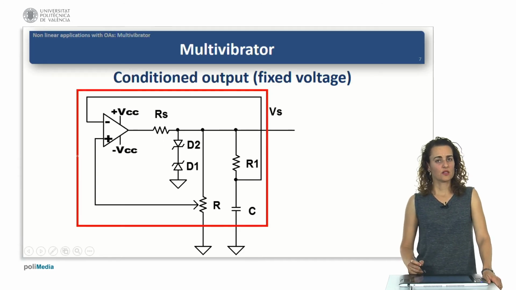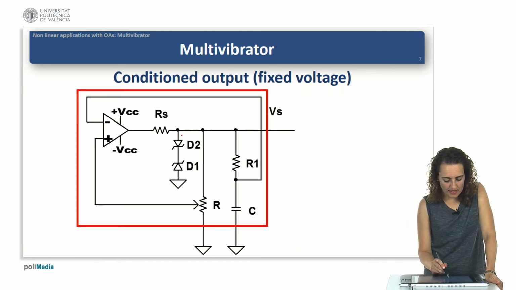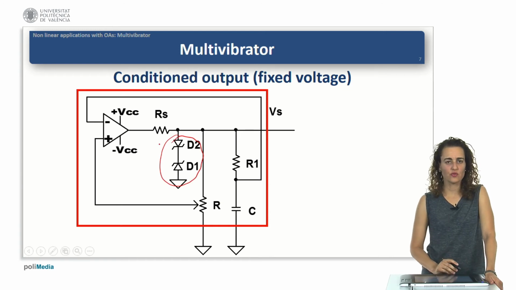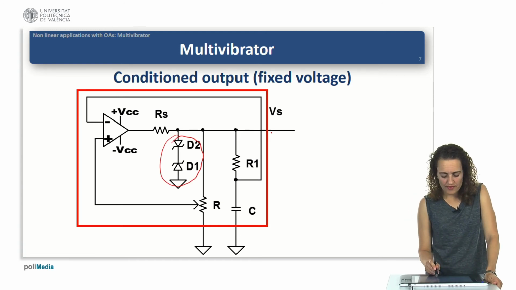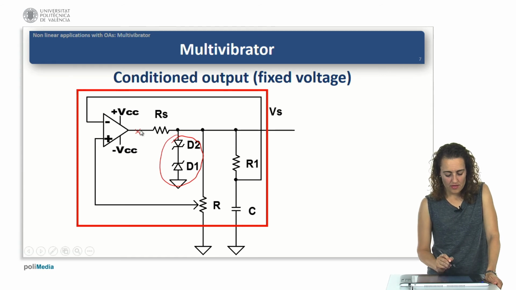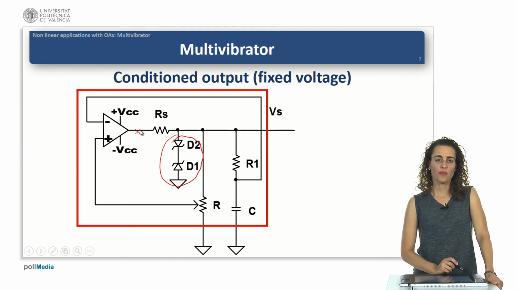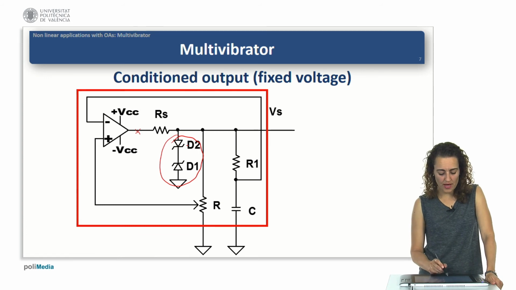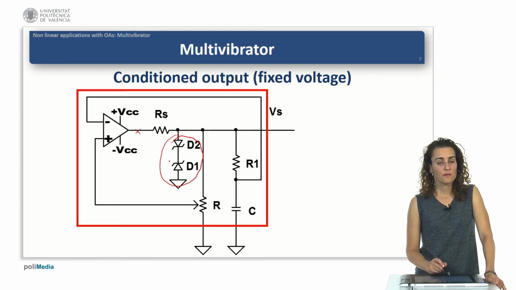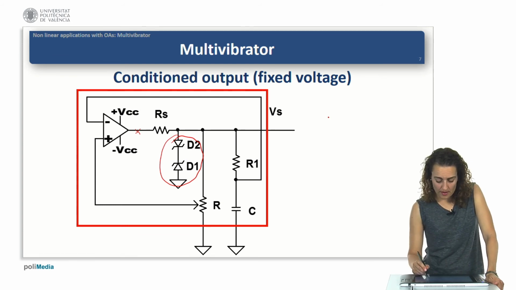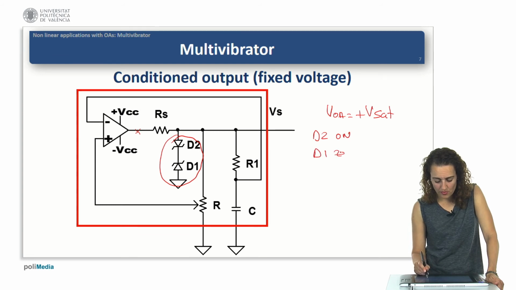In this other case, we have another multivibrator in which we have added two Zener diodes to limit the voltage we have at the output. Instead of having the saturation voltage or minus saturation voltage at the output, we are going to have a voltage given by the diodes we have here. So when the output of the operational amplifier is plus saturation voltage, I will have diode 2 on and diode 1 in the Zener mode.